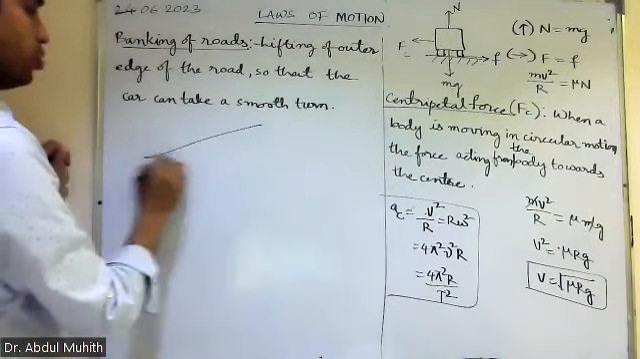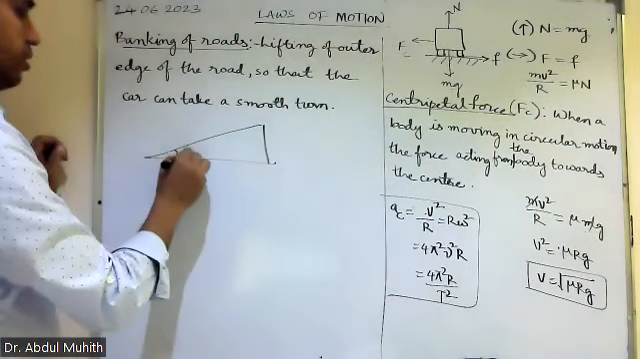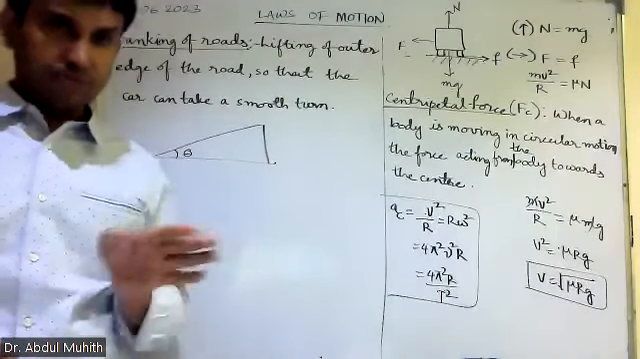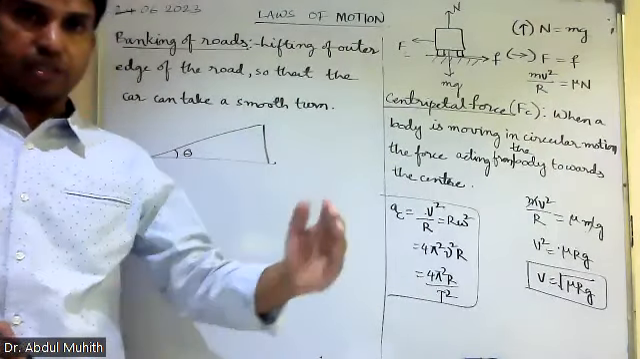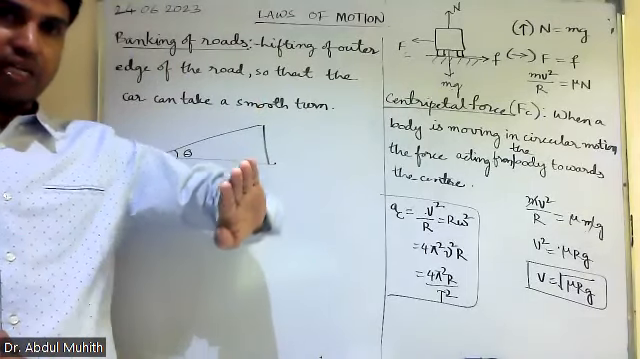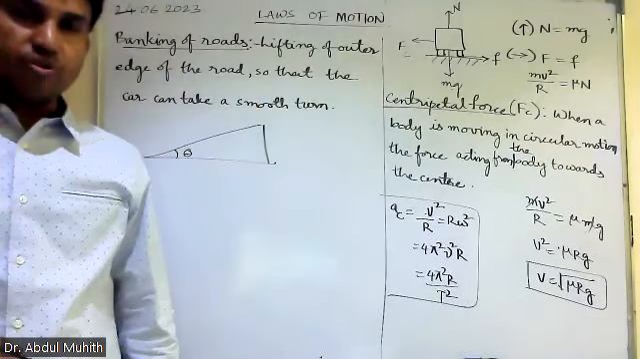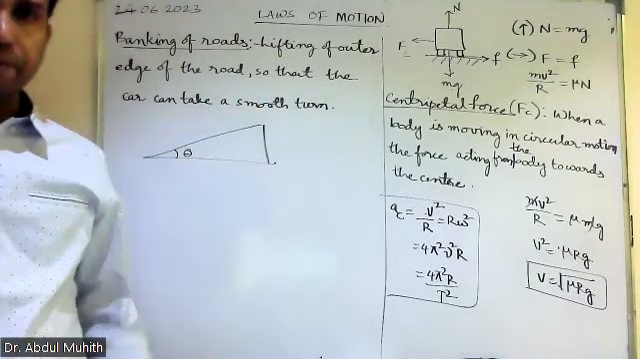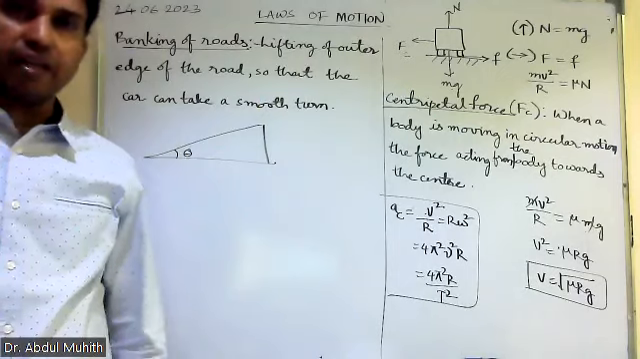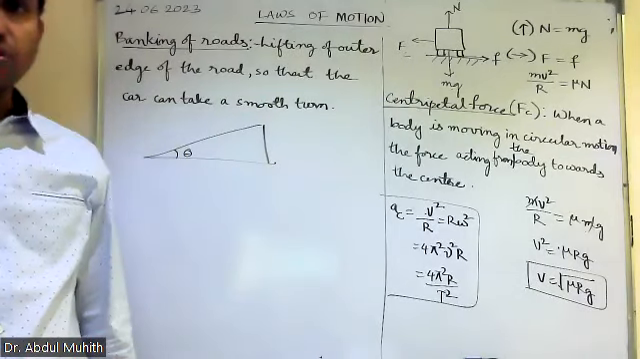Like, suppose you might have seen at the exit, when you are taking an exit from the highway, the car has to go up, right? You might have seen the outer edge of the road is a little tilted upwards, maybe at a 5 to 10 degree angle. Did you notice this anytime? Anyone, did you notice this?